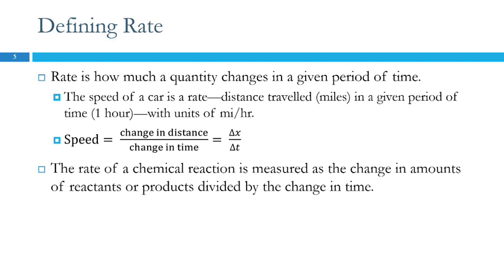So rate is how much the quantity changes in a given period of time. If we're talking about cars, we're talking about the distance traveled, probably measured in miles, in a given period of time, such as an hour. So we have units of miles per hour. The speed is the change in distance divided by the change in time, or in symbols we could say delta x over delta t. So the rate of a chemical reaction is measured in a similar way, although the reaction is not like moving through space, right? But we're going to look at the change of the amounts of reactants or products divided by the change in time.